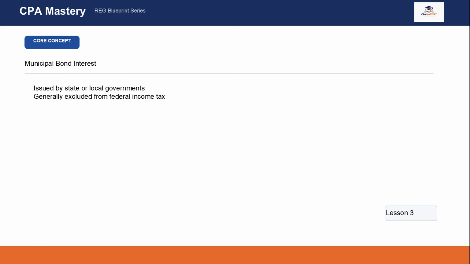For the CPA exam, this rule appears frequently in multiple-choice questions. If a problem clearly states that interest was earned from a municipal bond issued by a state or local government, that interest is typically excluded from federal income tax.